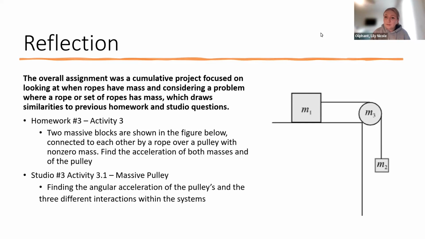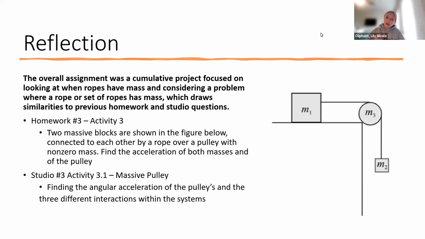A lot of the homework problems were solving for the mass of a block or the acceleration of the mass and the pulley. In that homework 3 activity, the question told us that we had two massive blocks, shown by the figure there, connected to each other by a rope over a pulley with a non-zero mass. So there we know that the pulley has a mass. We don't know what it is, but we do know that it is not zero. And then from all of that information, we can find the acceleration of both masses, mass 1 and mass 2 to the right there, and then the pulley, which is considered as mass 3 in the diagram as well.